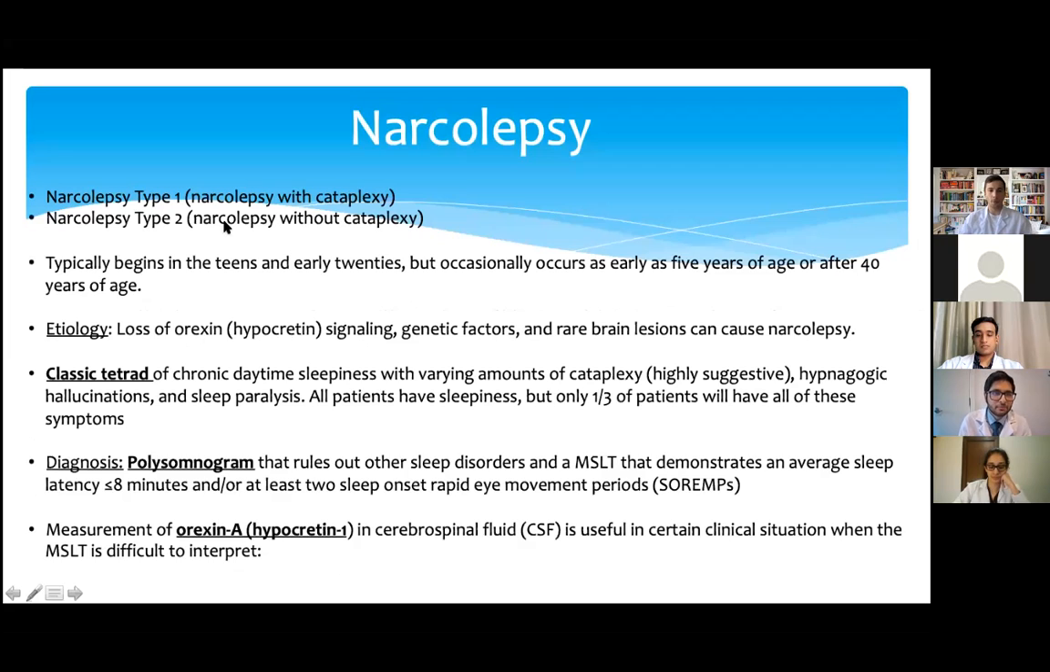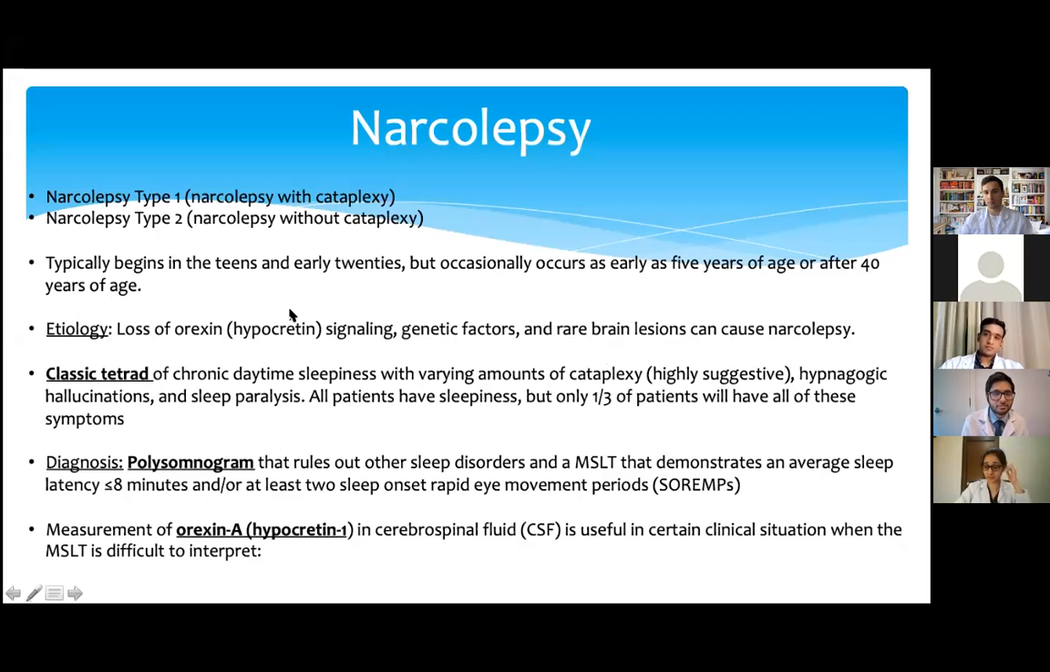So there's type 1 and type 2. Narcolepsy type 1 is with cataplexy, type 2 is the one without cataplexy. It typically begins in teens, but is also seen after 40 years of age. The etiology is loss of orexin, certain genetic factors, and rare brain lesions as well. The classic tetrad is chronic daytime sleepiness with varying amounts of cataplexy, hypnagogic hallucinations, and sleep paralysis.